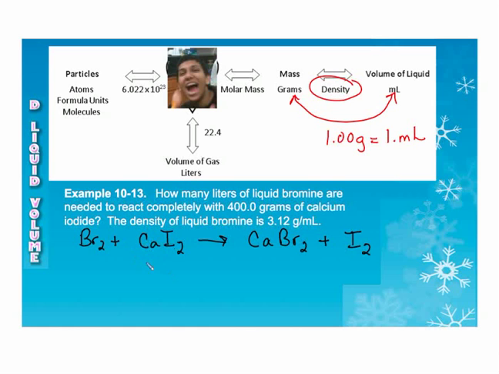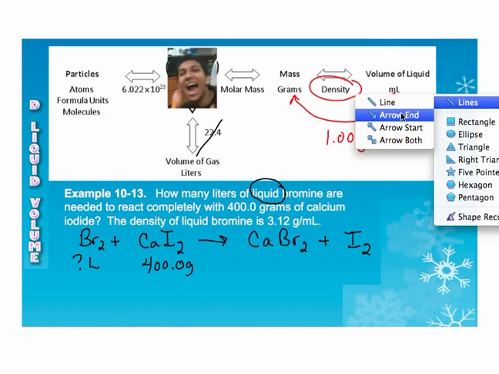Okay? So I've got 400 grams of calcium iodide. You notice I'm putting this right underneath the calcium iodide. And it says how many liters of bromine. Now, here's the deal. Liquid bromine. I don't get to use that lovely 22.4 liters equal to 1 mole. Don't get to use it this time. We have to take an extra step.